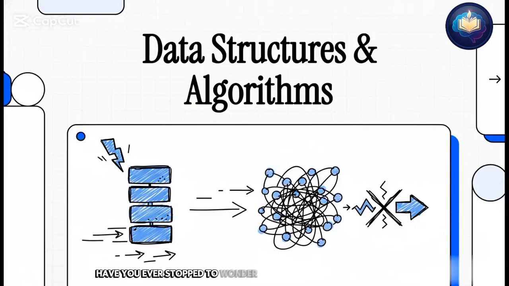Have you ever stopped to wonder what makes one app just fly, while another one just lags and sputters? Well, the secret isn't just about having a faster phone. It's a hidden language, an invisible architecture that organizes the absolute chaos of digital information. This is the world of data structures and algorithms, and today we're going to decode it.